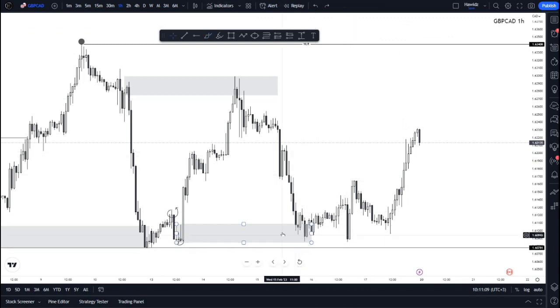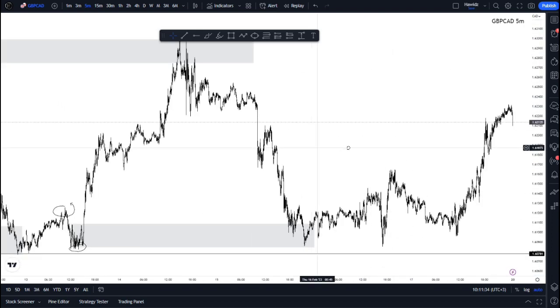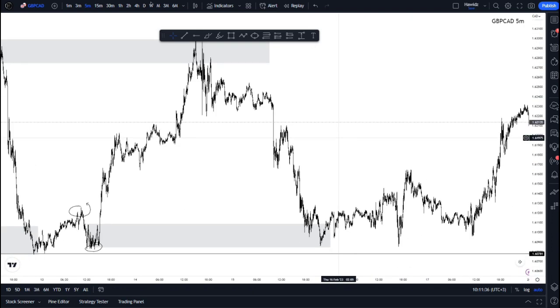So price comes down to that area of demand, right, and then mitigates it. And after that mitigation, as you can see, price then accumulates, right? So our point of interest, which is this 1 hour order block or demand, has been touched. So once this has been touched, we now shift to the 5-minute chart, and from there there are certain things that we'll be looking to see, right?